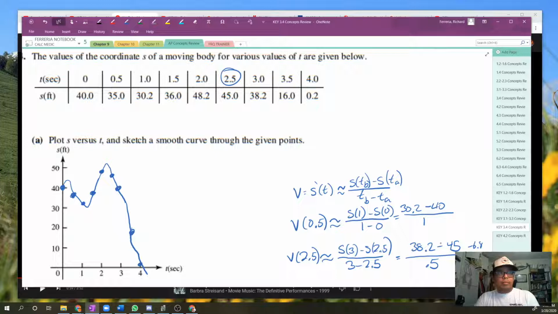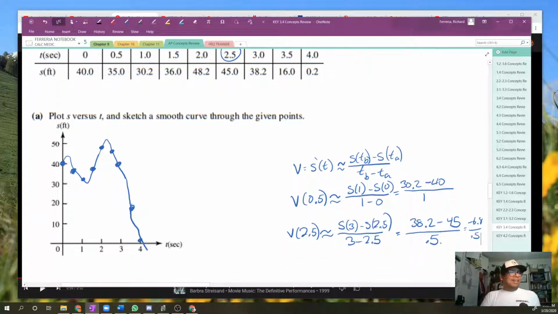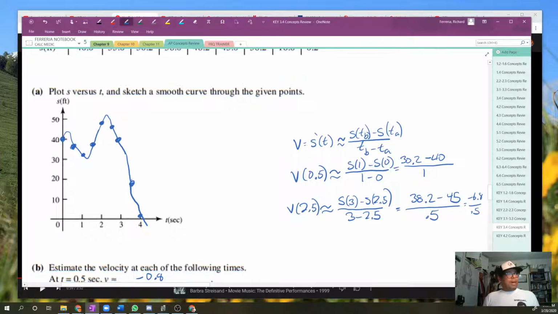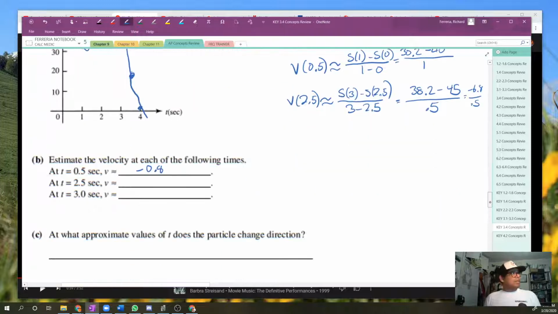38.2 minus 45 is minus 6.8. Minus 6.8 divided by 1/2 is what? Negative 13.6. So this is approximately negative 13.6. To avoid redundancy, I'm not going to do 3.0.